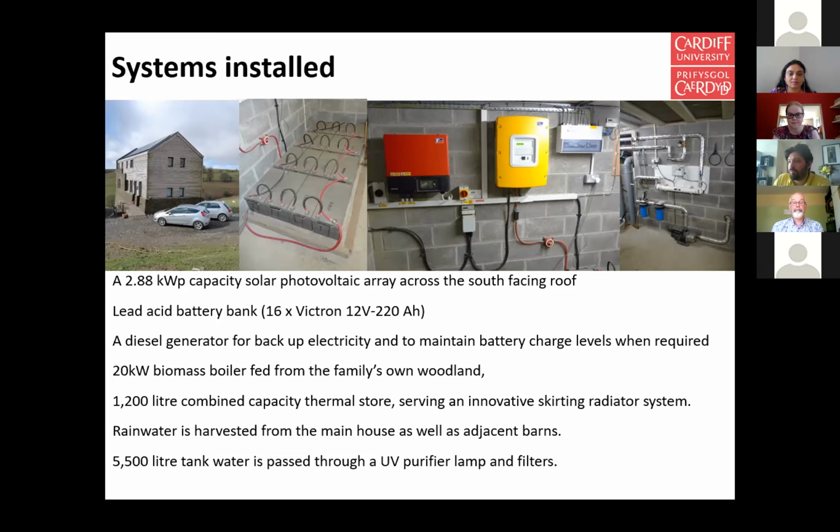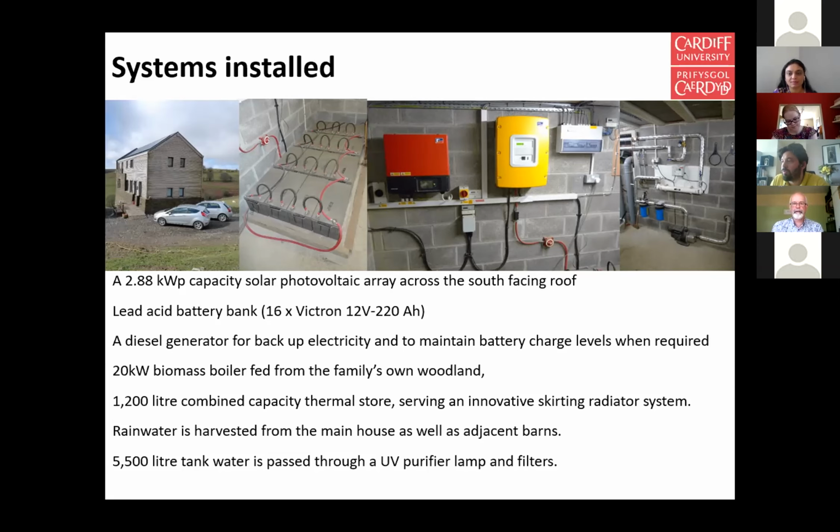They got their heat from a biomass boiler, which is fed from a local woodland, so they didn't have to go far to get the wood. That was a slightly oversized boiler because boilers usually are for large buildings. This is only a small building and built well, so it didn't need much energy for heating. So they decided to use a thermal store to allow the boiler to work efficiently. Also, I mentioned there's no water connection, so they had to do rainwater harvesting. They also took water from the adjacent barns, and they had a water tank in the basement.